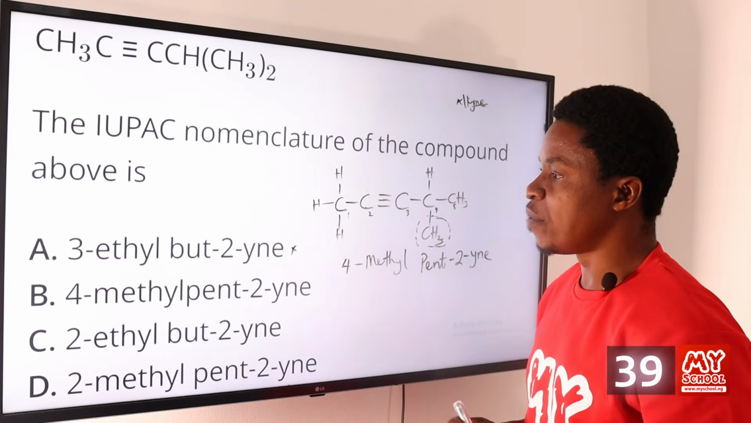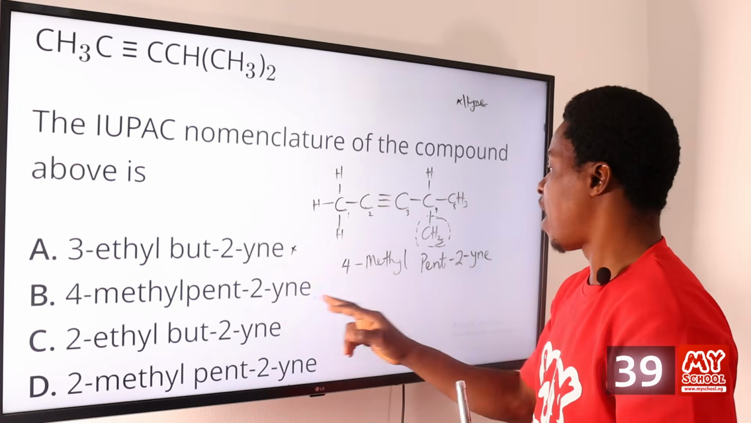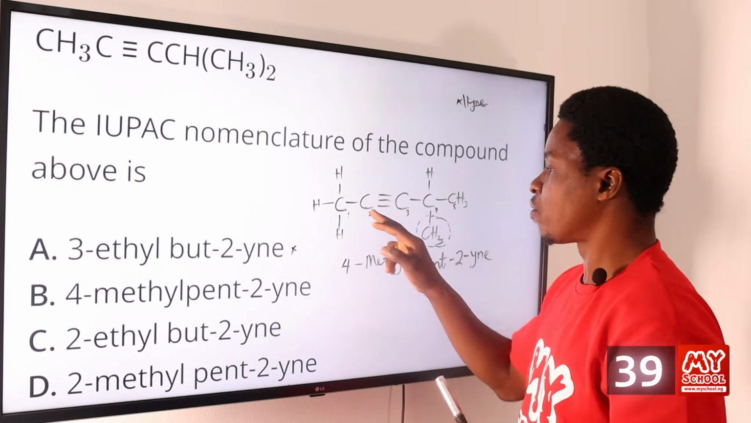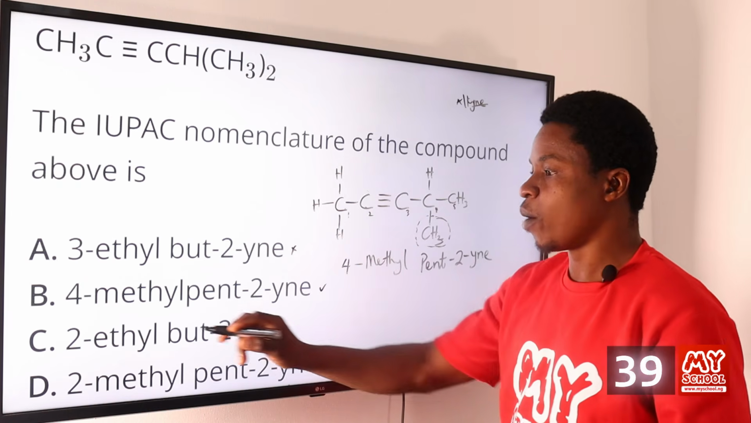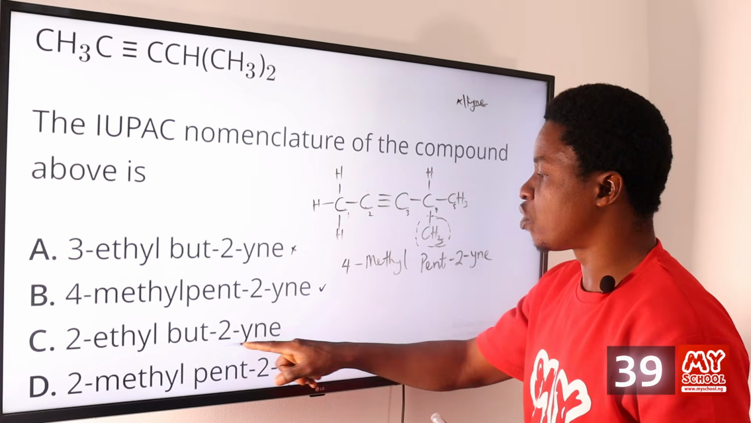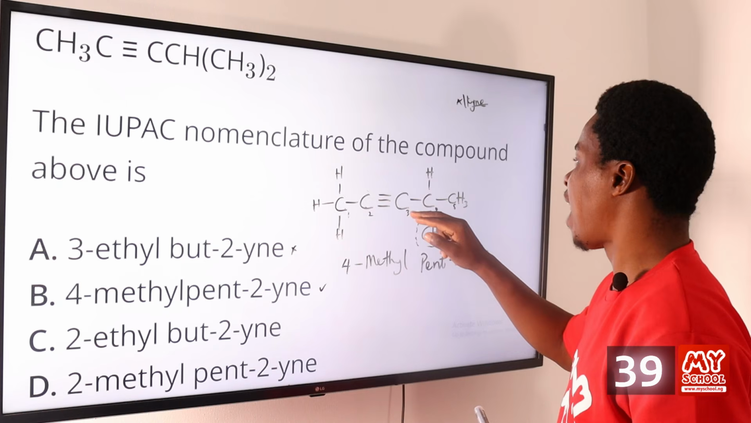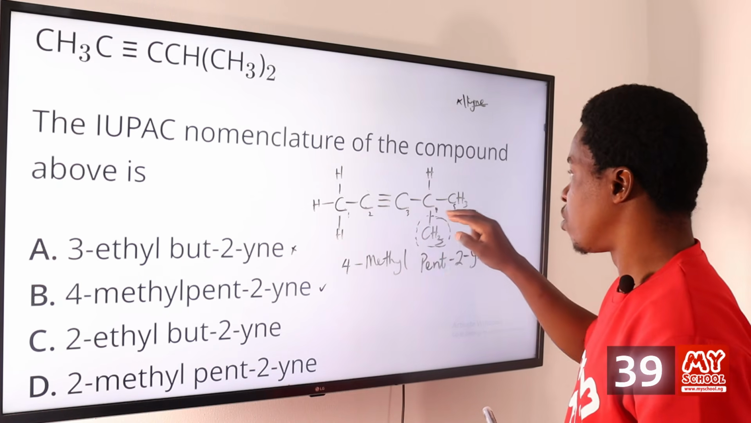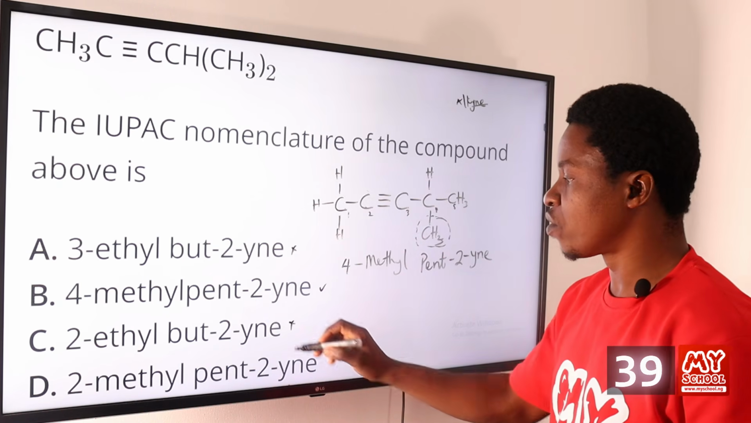Then option B says 4-methylpent-2-yne. 4-methylpent-2-yne. That's what we did, and that is correct. Option C says 2-ethylbut-2-yne. With but-2-yne, we are saying that we have 4 carbon atoms, and that is wrong, because we have 5 carbon atoms, so this also is wrong.